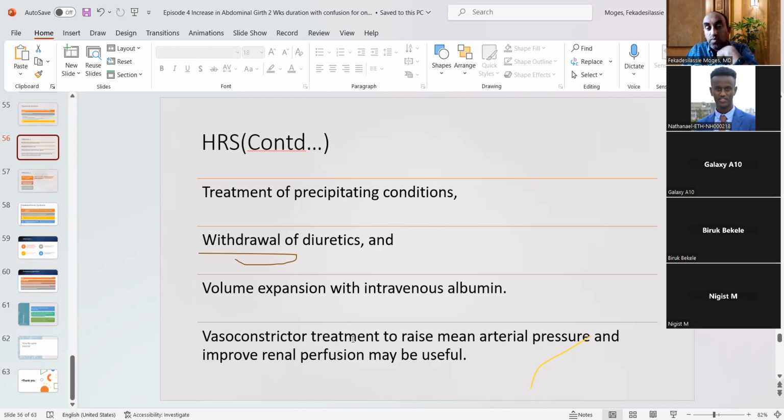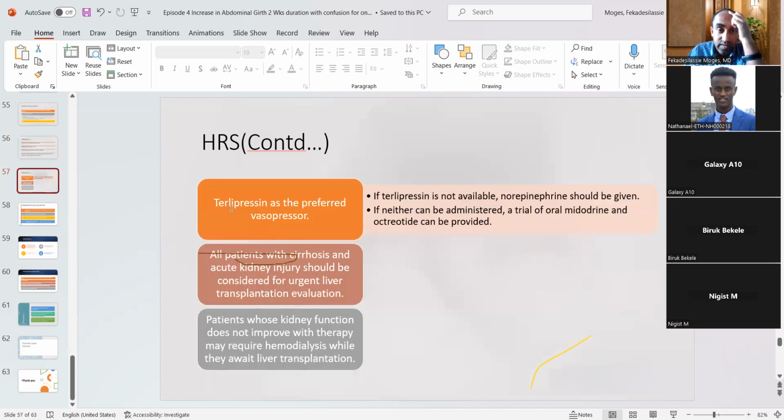Vasoconstrictors can be a treatment option to increase mean arterial pressure. Because when mean arterial pressure increases, renal blood flow increases. So there are specific choices. Terlipressin is what is recommended by the American Gastroenterological Association. But if that is not available, then you can also give norepinephrine, okay, as a vasoconstrictor.